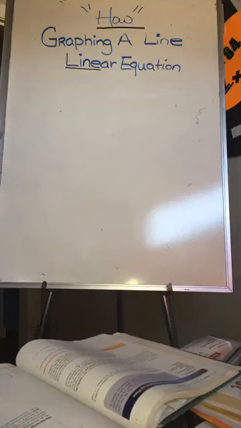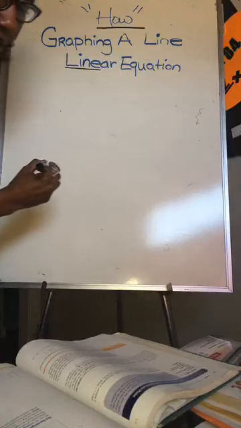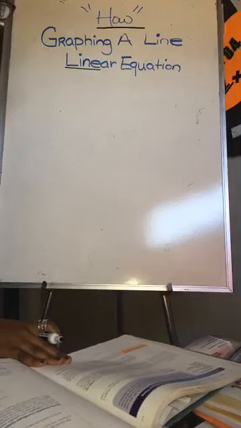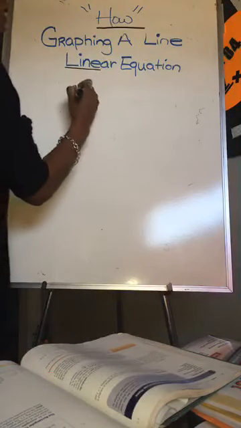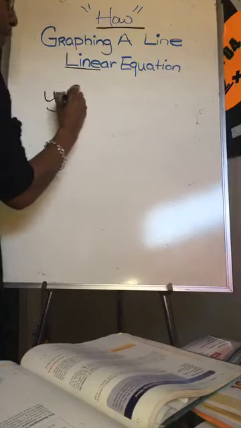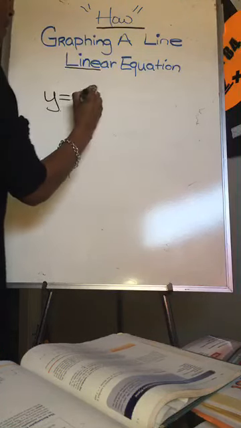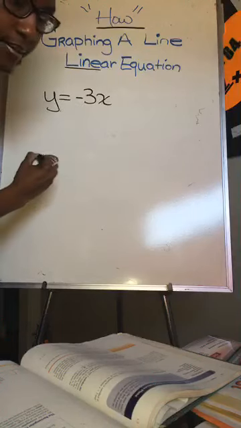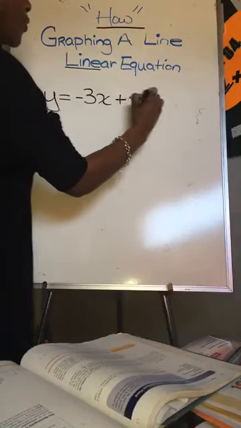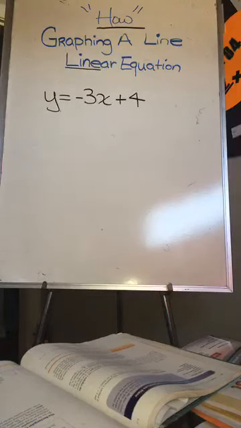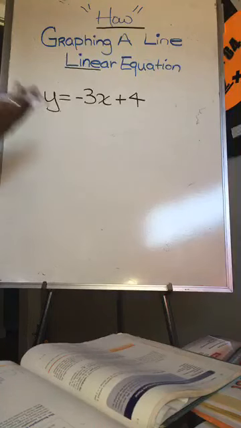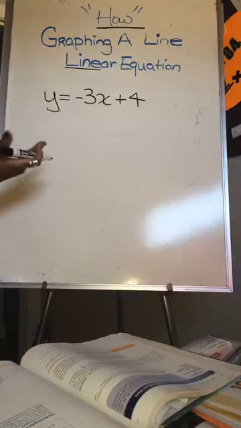I'm not going to go through the basics because I did that in previous sessions. So the first thing I'm going to do is write the equation that I want to graph. My equation is y equals negative 3x plus 4. You're probably looking at this problem saying, how do we graph this equation?